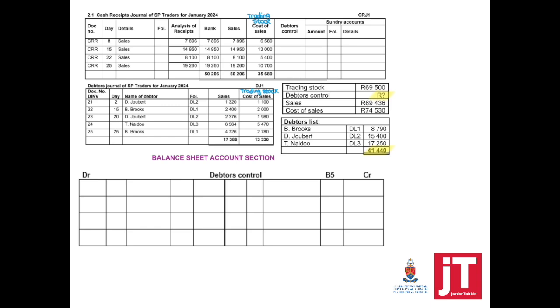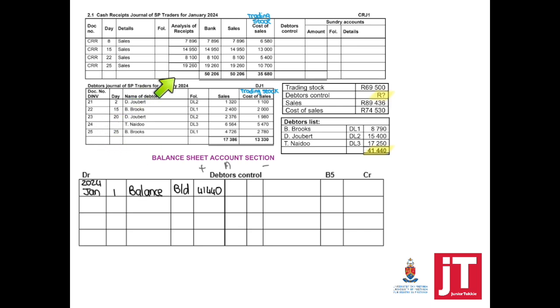If we've done this process correctly, it means that the debtors list must be equal to the debtors control account, and that is my opening balance. Because it's an asset, it will appear on the debit side. Posting now from the cash receipts journal. There's debtors control, but nothing happened there. We didn't have any transactions where the debtors made a payment.